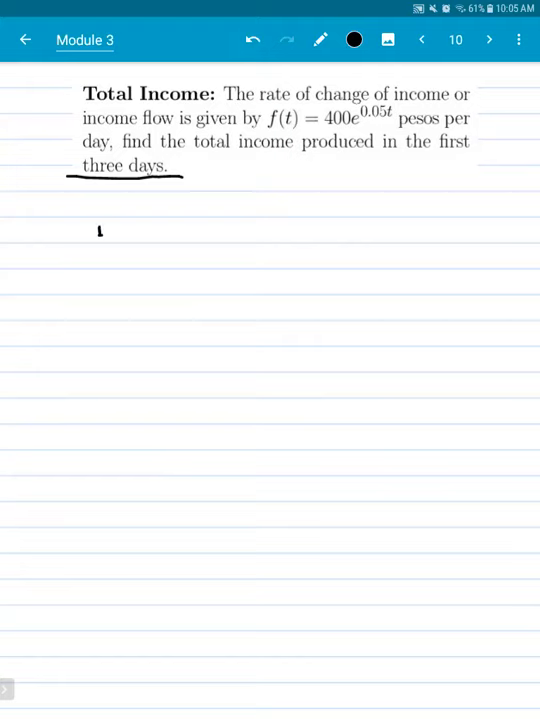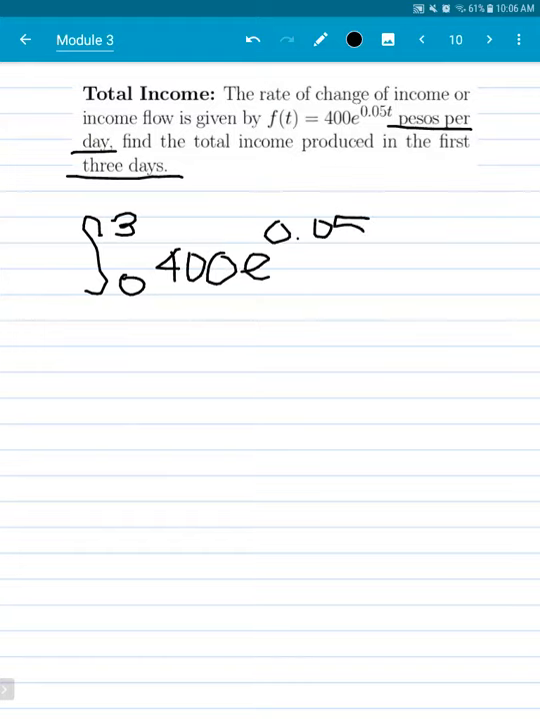So we integrate 3 days. So pesos per day. So that means we integrate from 0 to 3. By the way, it's not always from 0. The question could be like, okay, from day 5 to day 10, then that would be 5 to 10. But here, since it's just the first 3 days, the lower limit will be understood to be 0. So 0 to 3, then this is the rate of change. And then we integrate the rate of change with respect to time, of course.